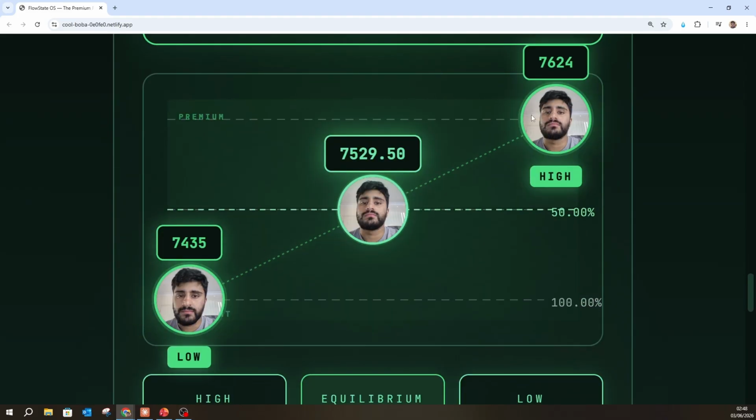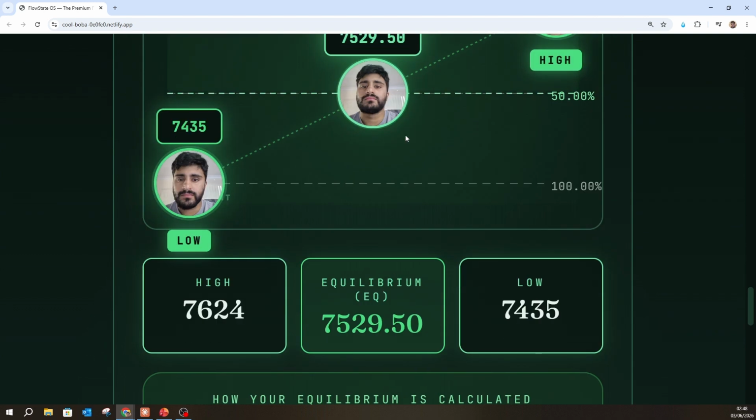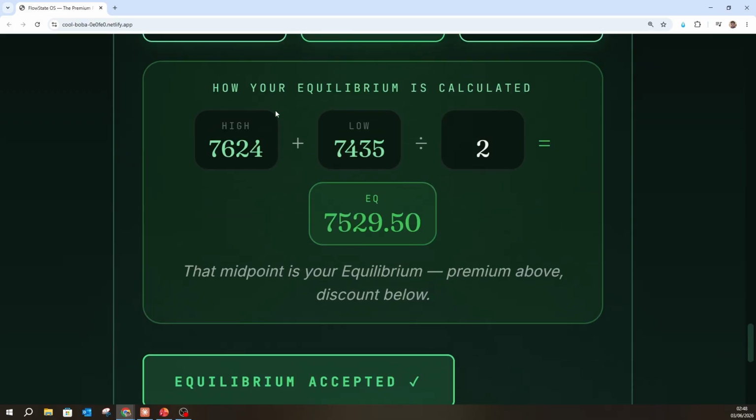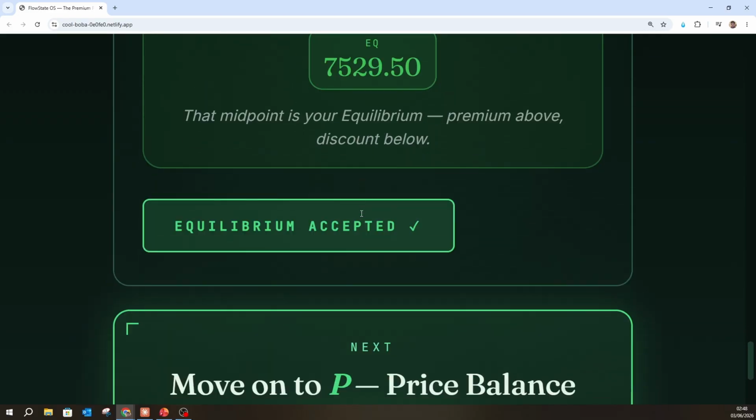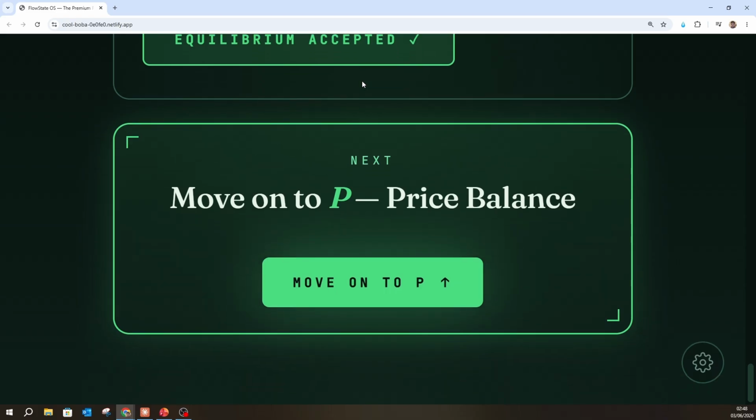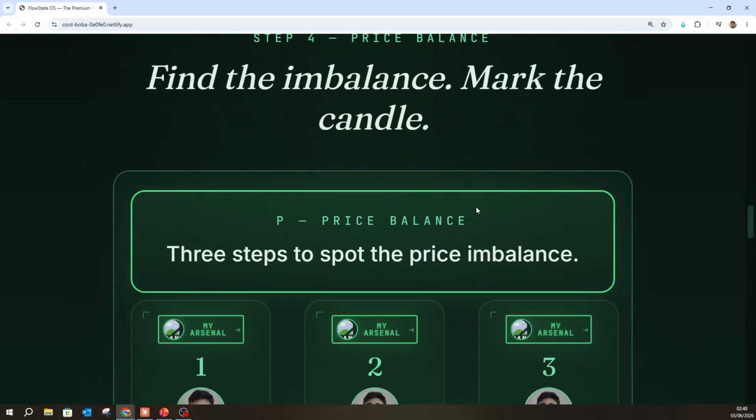So this is our low, this is our high. The system calculates your equilibrium for you, okay? Here's your equilibrium. So high plus low divided by 2, there's your equilibrium. Now, once you've accepted the equilibrium, you now move on to price imbalance.